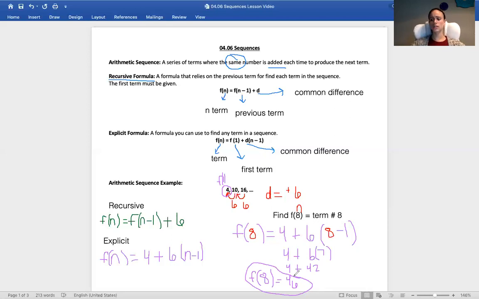And the sequence here is linear because if I were to graph this, it would graph as a straight line. And then also, are there any exponents? No, so it is not exponential. All right, we have 2 types of sequences. We just reviewed arithmetic. Now let's move on and review geometric.